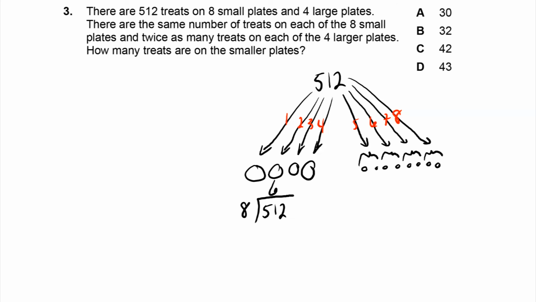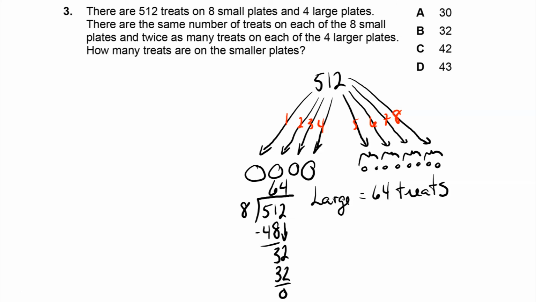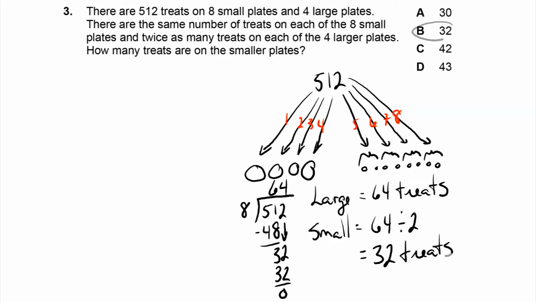We know that 6 times 8 is 48. Subtracting 48 from 51 leaves us with 3. We bring down the 2. So we've got 32. And I know that 4 times 8 is 32 with a remainder of 0. So each of the large plates is going to get 64 treats. That means that the smaller plates are going to get half of that, which of course means 64 divided by 2 is going to be 32 treats. Answer B is correct.